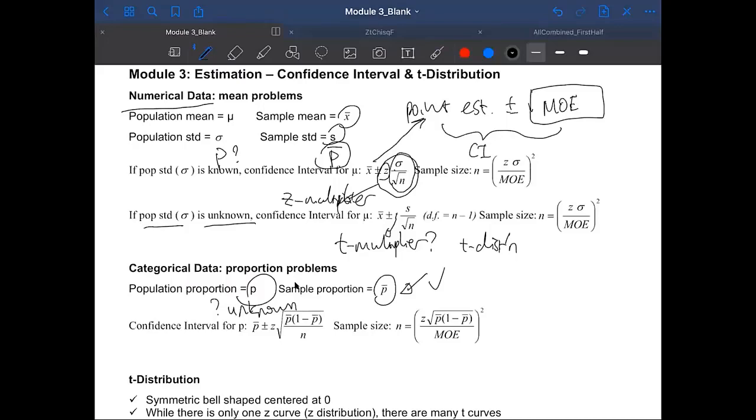So clearly the sample proportion is going to be the point estimate for the population proportion, and the confidence interval is going to be given in this form. Hopefully you remember this part, it looks really familiar, right? And the Z here is going to be a multiplier, just like what we had before. It's going to be a Z multiplier. You don't have to worry about the T distribution anymore.